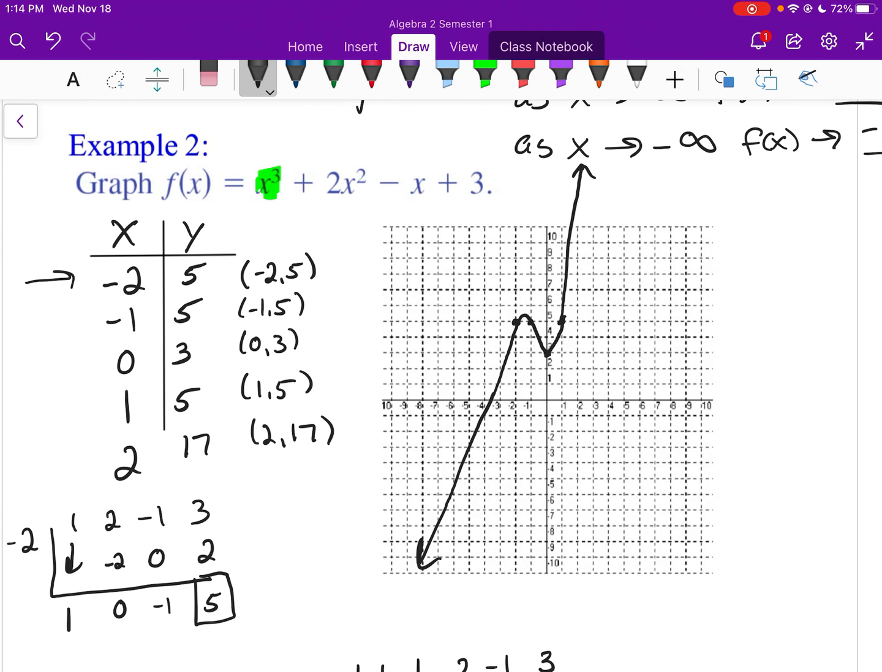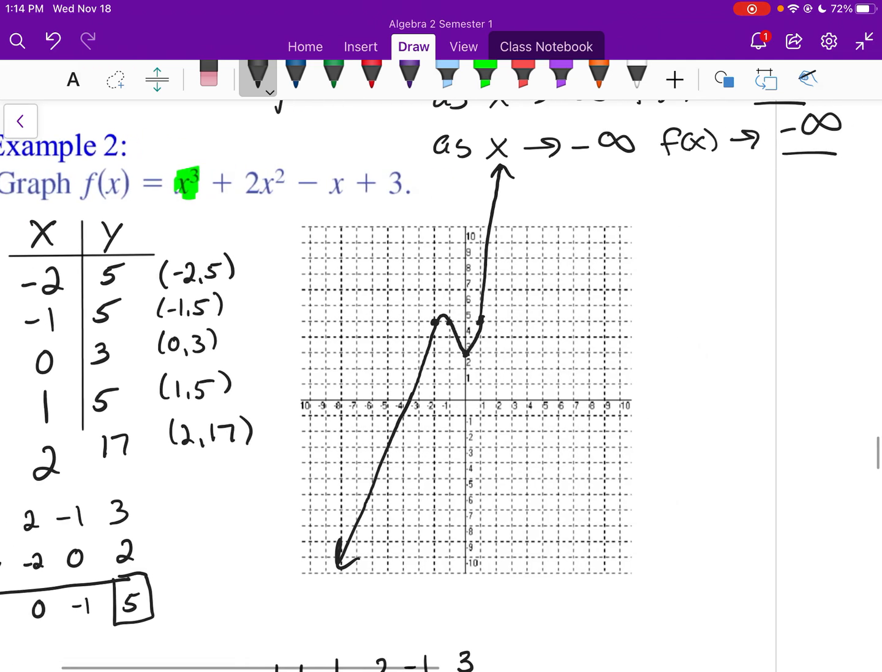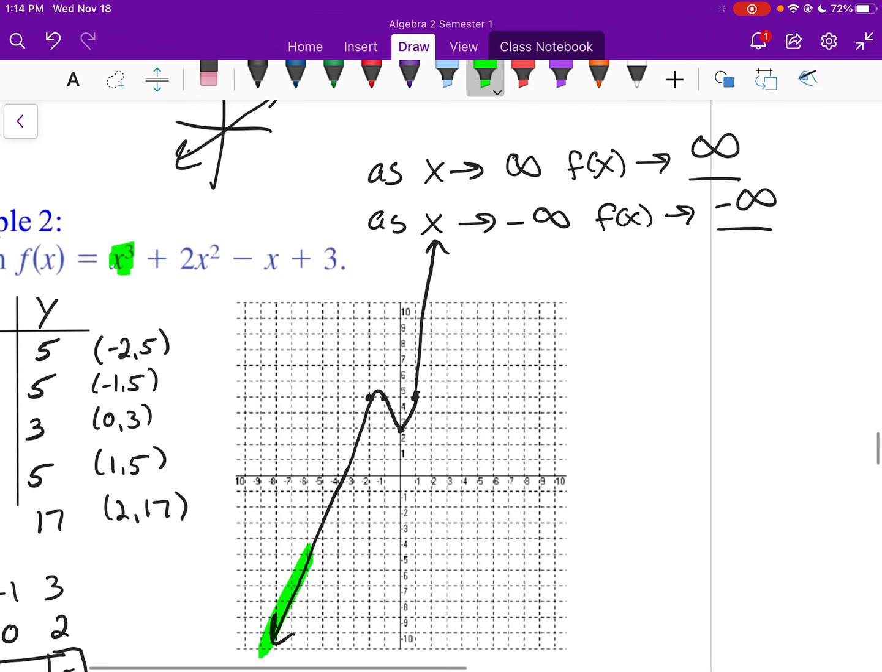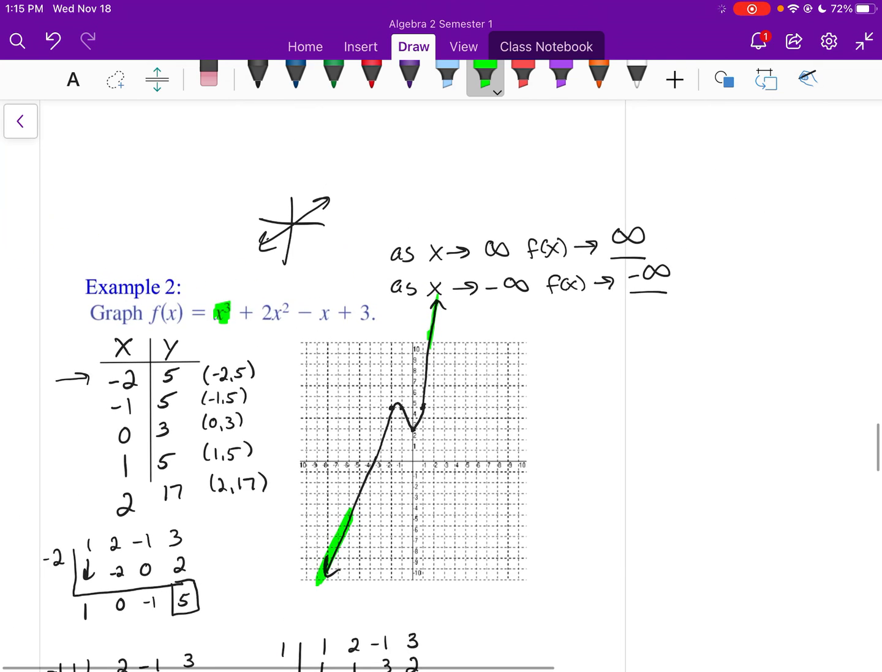So again, there is a rough sketch of our graph. When I correct these, all I look for is the end behavior. I'm looking that as x approaches negative infinity, you're going down, and as x approaches positive infinity, you're going up. Again, do not play connect the dots. You need to make sure that this graph is flowing through those points.